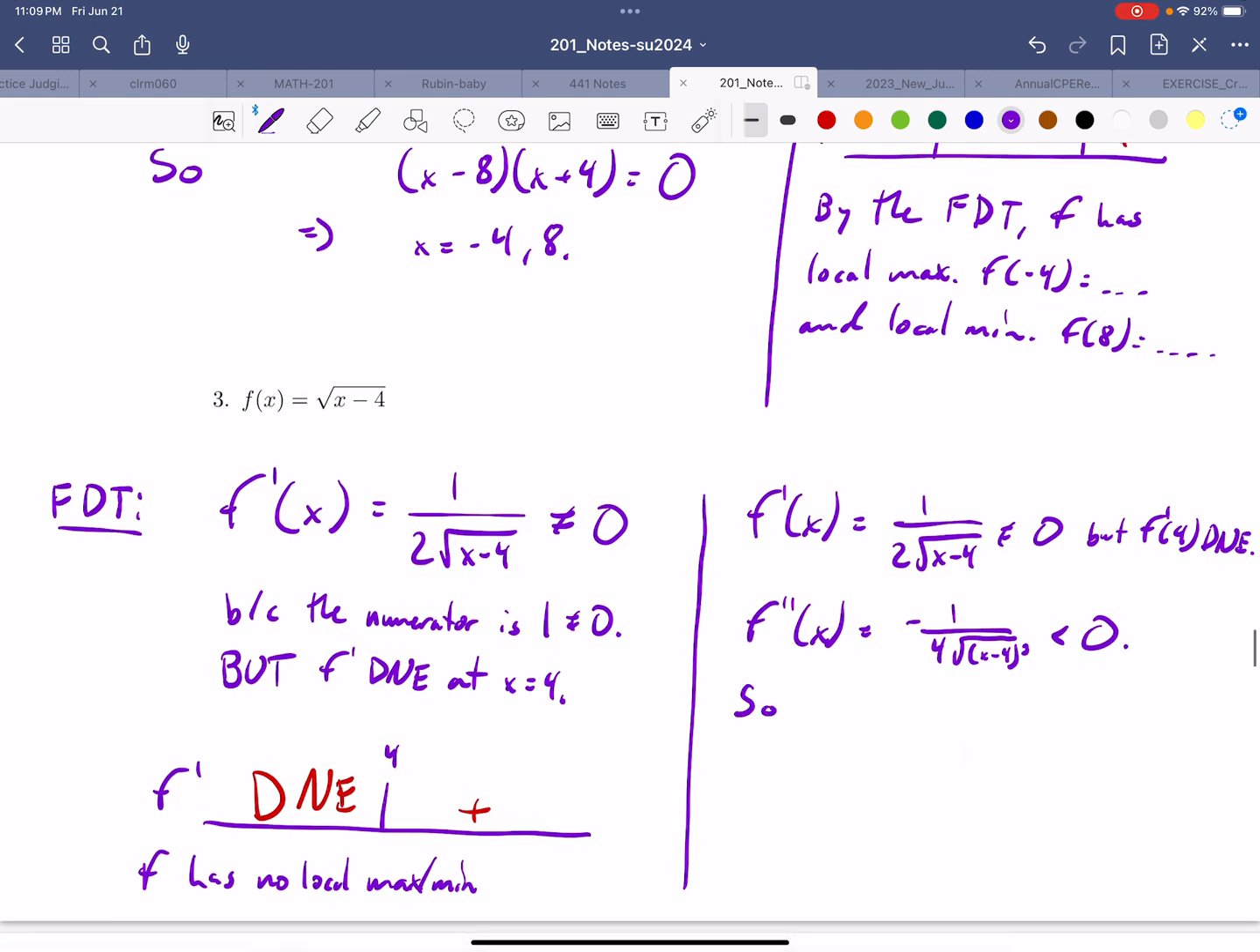So the function is always concave down, and we know that's true because the square root function looks something like this, always concave down. See how it's just facing down? I guess we'll know about that later. Anyway, f has no local max or min. So kind of a tricky problem, but take your pick. However you do it, no maxes or mins.